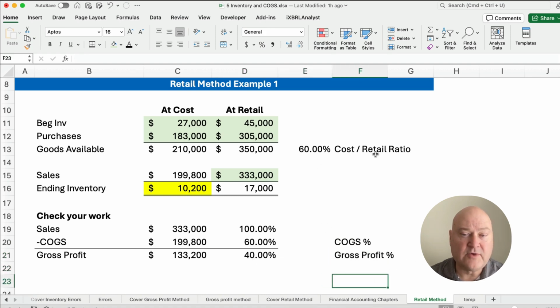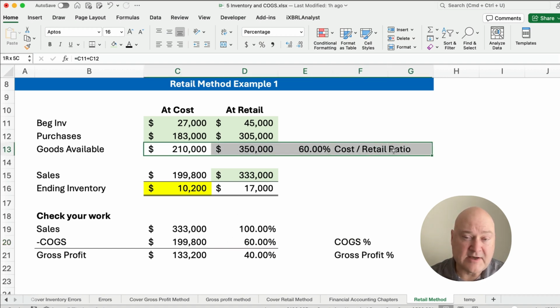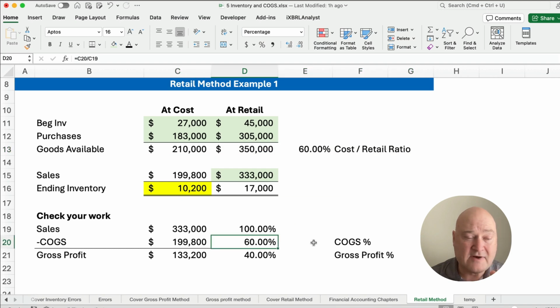So this cost to retail ratio, we kind of define it. A lot of times textbooks and professors talk about the retail method and they use the cost to retail ratio. Well, that's really the same thing as our cost of goods sold percentage that we may already know. So to check our work, we're showing that we have 60% cost to retail ratio. Even at the very bottom, when we calculate the cost of goods sold, that's 60%. These two match. And so we've checked our work. We feel good about our answer. The answer is ending inventory of 10,200.